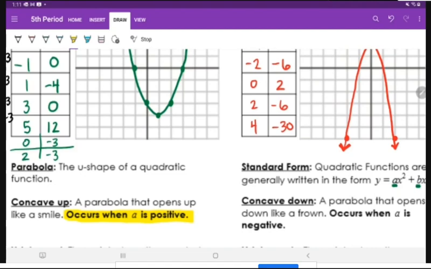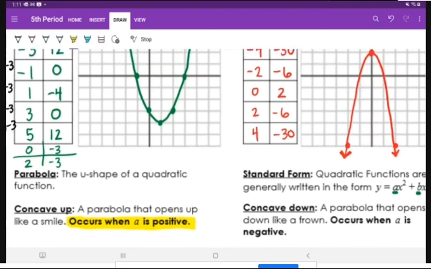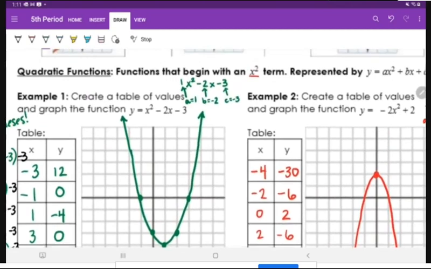Your parabola will be concave up when your A value is positive. So I'm going to scroll back up to example 1. The A value is this one in front. It's the number that's connected to the x squared. So it's the first number, your very first term. If that's positive, you're going to get a smile, concave up.